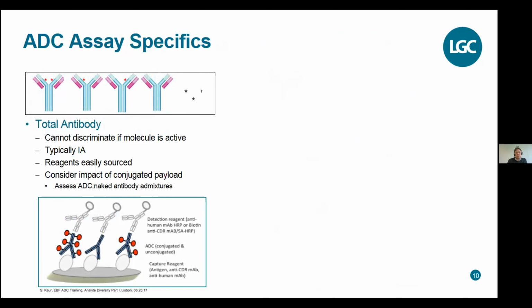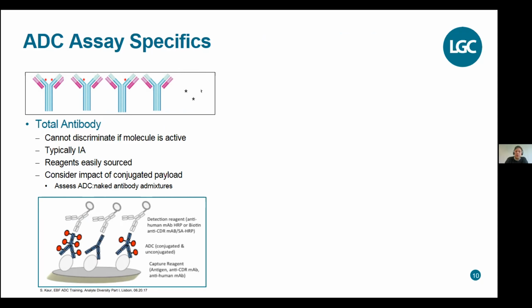So that being said, what I'm going to do is just have a run through of each of these specific assays and show some limitations and what they may actually be used for and results that they may give. So first up, we have the total antibody measurement. I guess it's obvious, but we can't discriminate if the molecule is going to be active. So whether or not it's actually got a payload attached to it. But it can give us an idea of the pharmacokinetics of the antibody in general, which may help with molecule design and making sure we're getting enough FcRn recycling, for example.